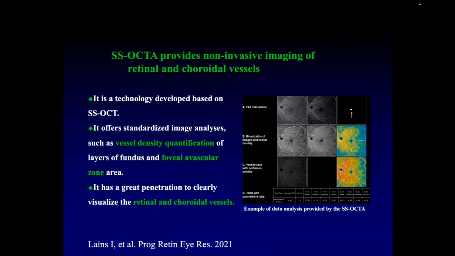SS-OCTA provides non-invasive imaging of retinal and choroidal vessels. It is a technology developed based on SS-OCT. It offers quantitative image analysis, such as vessel density quantification of layers of the fundus and fovea, and foveal avascular zone area. It has a great penetration to clearly visualize the retinal and choroidal vessels.